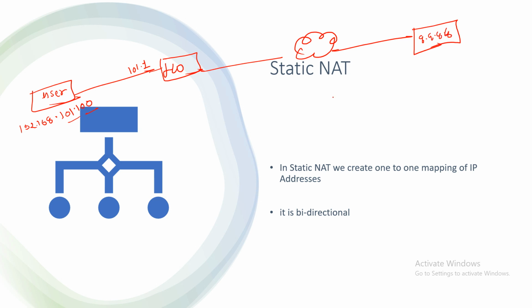Okay. So now, what will be the source IP? Source will be this one only, 192.168.101.100, right? And the destination IP will be 8.8.8.8. This means this user wants to communicate with this server. So the source will obviously be here, and the destination IP will obviously be 8.8.8.8. Correct? Correct now?